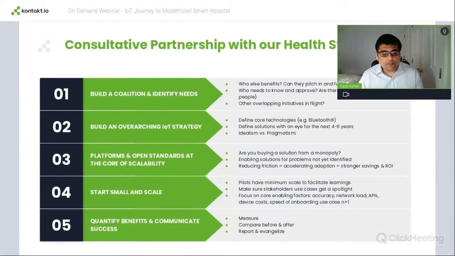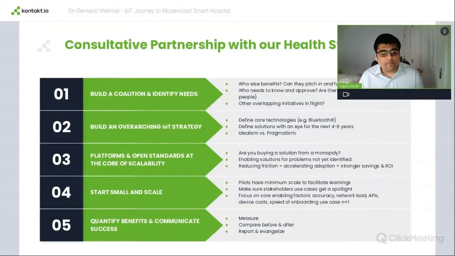In addition, we are not only just providing you with the hardware and software, we are also acting as a consultative partner with our health systems to make sure that you are set up for success right off the gate, right? So we've come up with a five-step approach which sets you up for that success. And I'll walk you through them one by one right now.